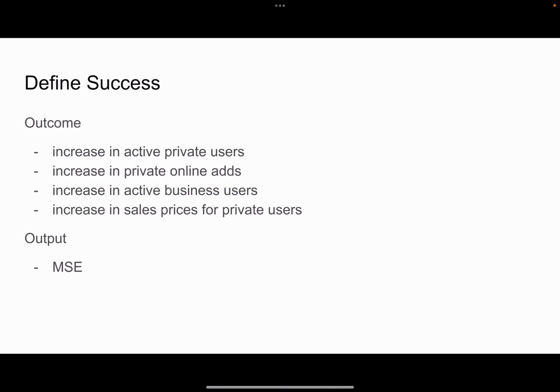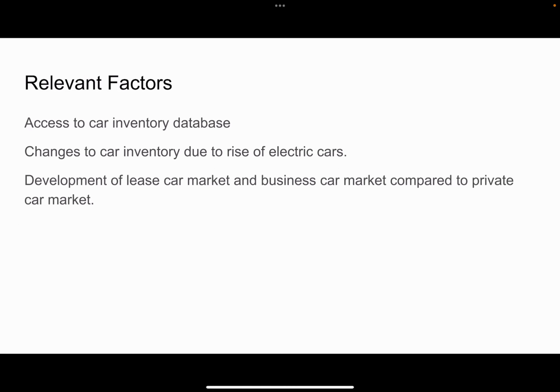The success criteria in terms of outcomes are an increase in active private users, an increase in private online ads, an increase in active business users, and also an increase in sales prices for private users. The output metric for our model would be mean squared error. The relevant factors: we do need to have access to a car inventory database. We need to make sure that changes in the car industry, such as the rise of electric cars, are reflected in the car inventory. And we also need to check if there is a development of the lease car market or business car market so that we do not have as many private car sales anymore.